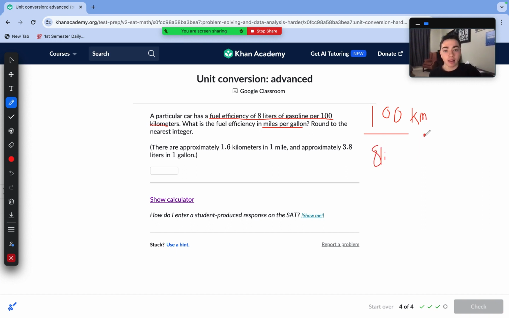Alright, so now to get rid of our liters, we're going to introduce our gallon conversion rate, which is 3.8 liters over 1 gallon. And then to get rid of our kilometers, we need to introduce our mile conversion rate, which is going to be 1 mile over 1.6 kilometers. If you're wondering why I set up these rates like this, we need to get them to a point where our liters can cancel out with each other and our kilometers can cancel out with each other, meaning one has to be in our numerator, one has to be in our denominator. Because all these units are going to cancel out, apart from our miles and gallons, which are the ones we're looking for, we can just multiply.